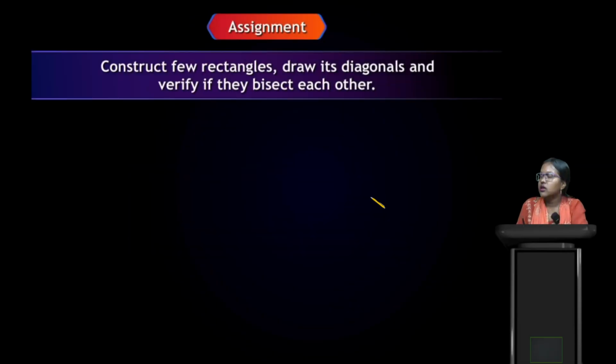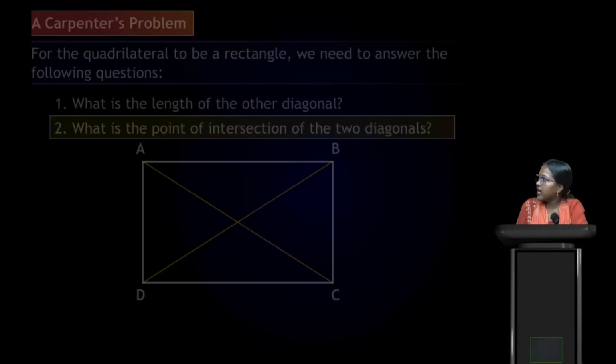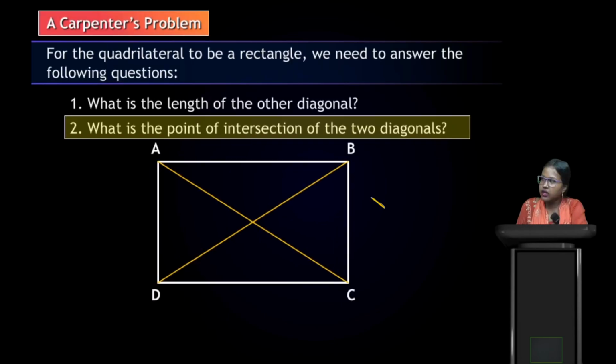One assignment for you all. Construct a few triangles, draw their diagonals and verify if they bisect each other. That one you have to do. You have to construct a few triangles and tell. Okay. Now here in the carpenter's problem, let's see again.